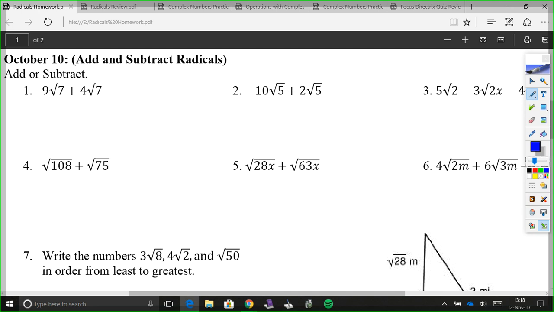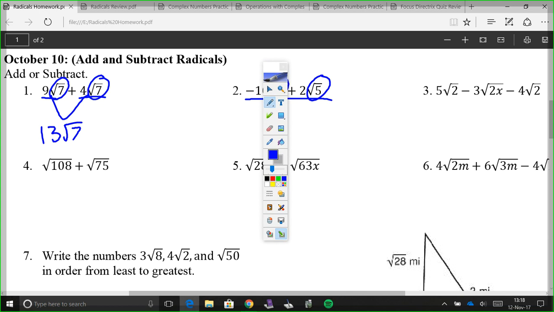So number 1, 9 square root of 7 and 4 square root of 7, they both are the same radicals. So we can go ahead and combine them. They're like terms, essentially. So 9 plus 4 would make 13 square root of 7. And that's it. Same thing with number 2. These are both like radicals, a square root of 5 and a square root of 5. So you can combine them together, negative 10 plus 2.